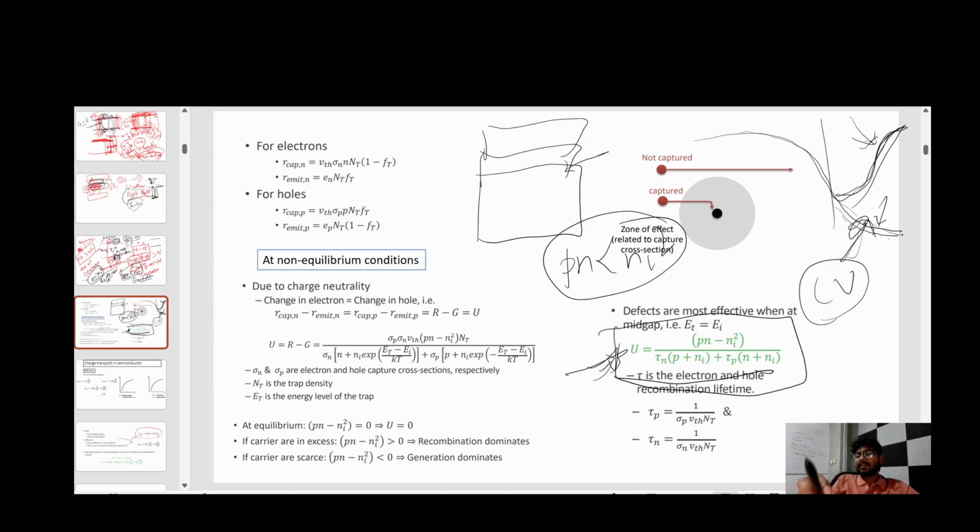If you go back and read that thing we discussed in this MOSCAP, it happens because of the generation of charge carriers in the depletion region. Charge carriers are getting generated at the depletion region, because in that case pn is less than ni square, and if this is the case, then charge carriers are generated. And that happens because of the high frequency.